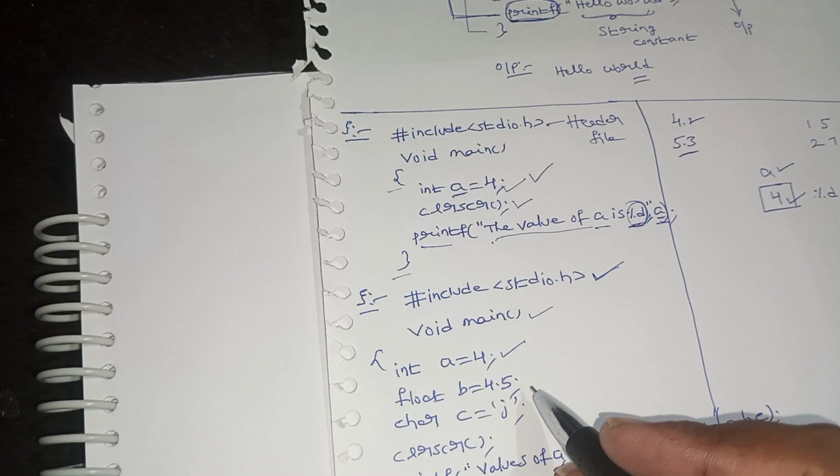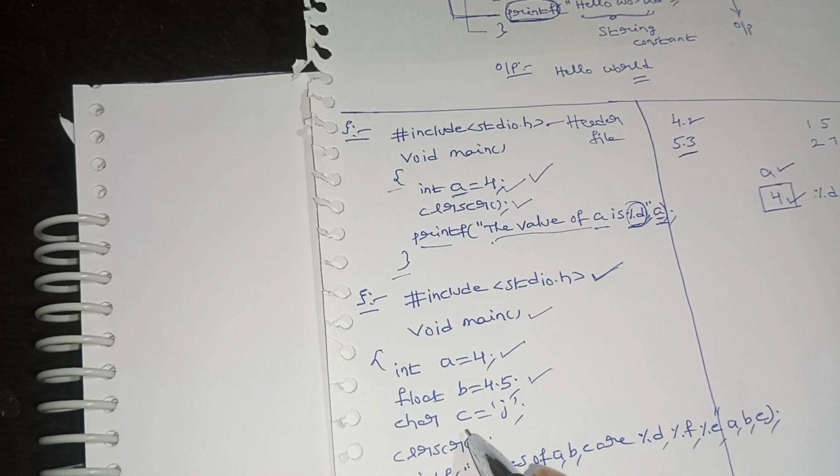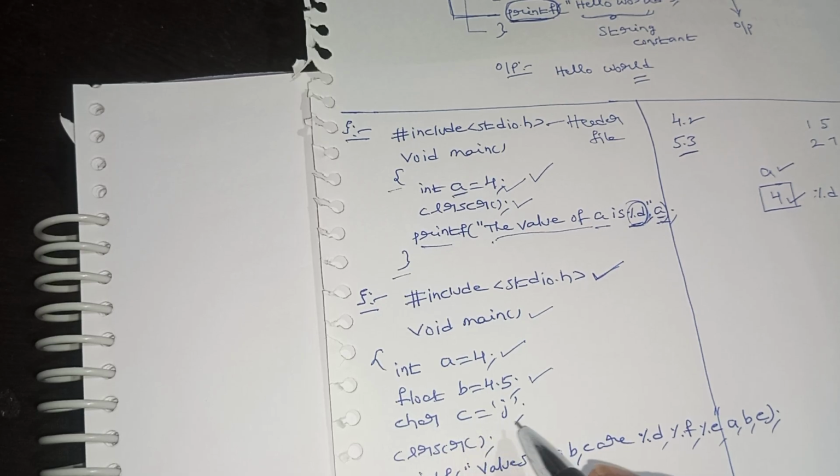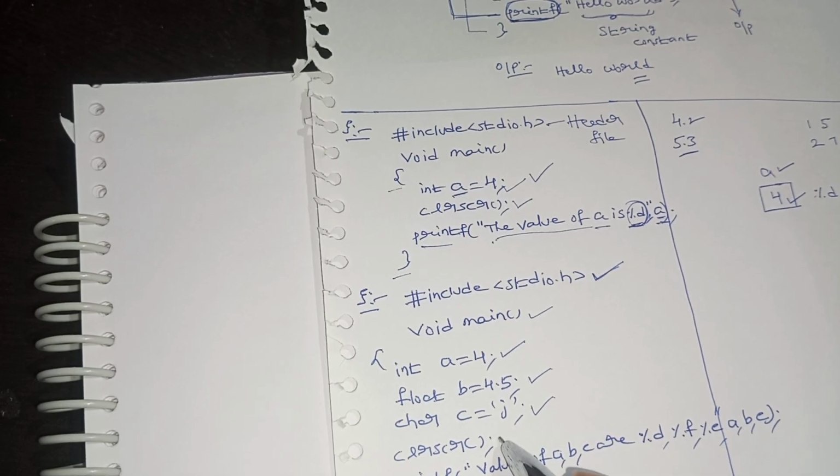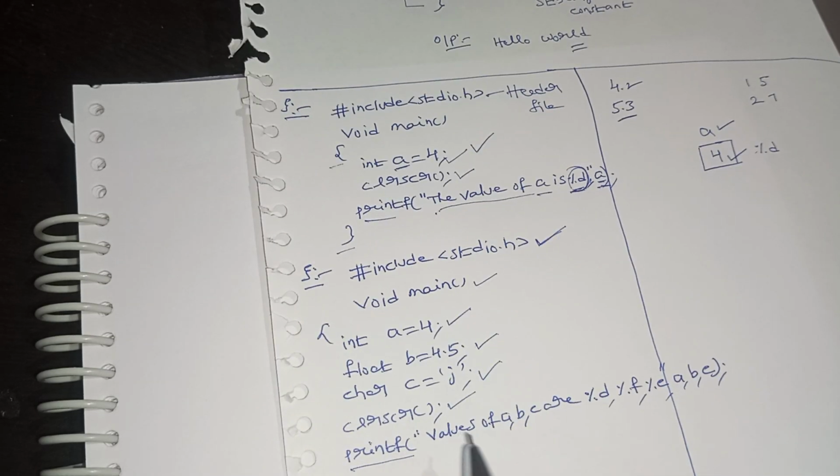So b is a variable of type float having a value 4.5. So c is a character variable having a value j. Okay, so now you know about variables here. Now what? How to print a, b, c?